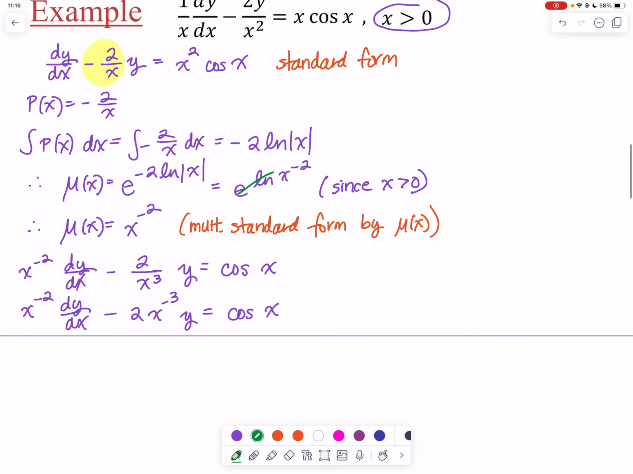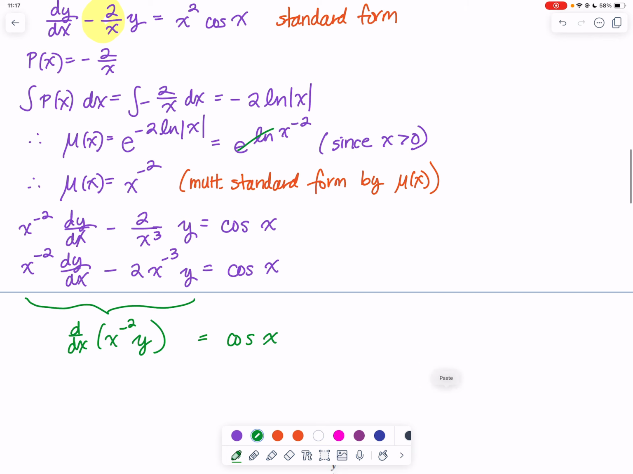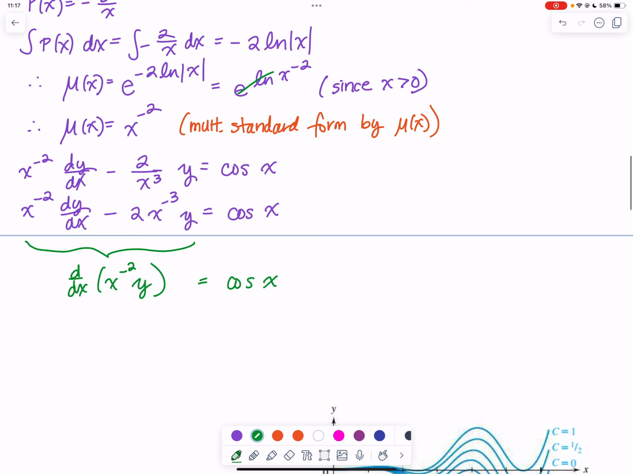So now what we want to note is that this right here on the left-hand side is actually equal to the derivative with respect to x of x to the negative 2 multiplied by y. And so that is equal to the cosine of x. So now we're going to go ahead and integrate both sides.